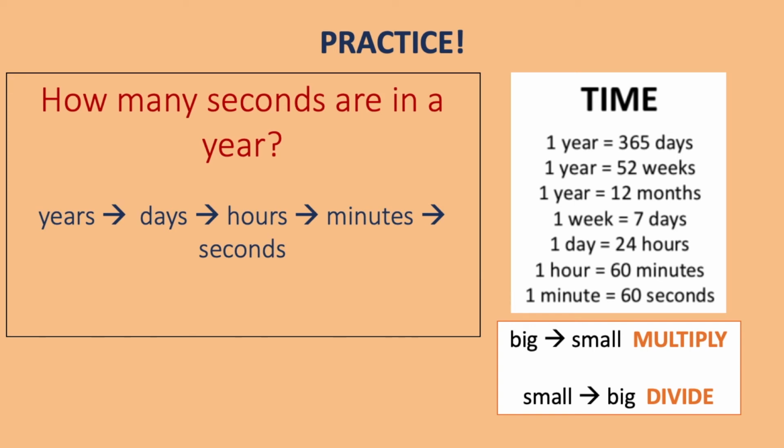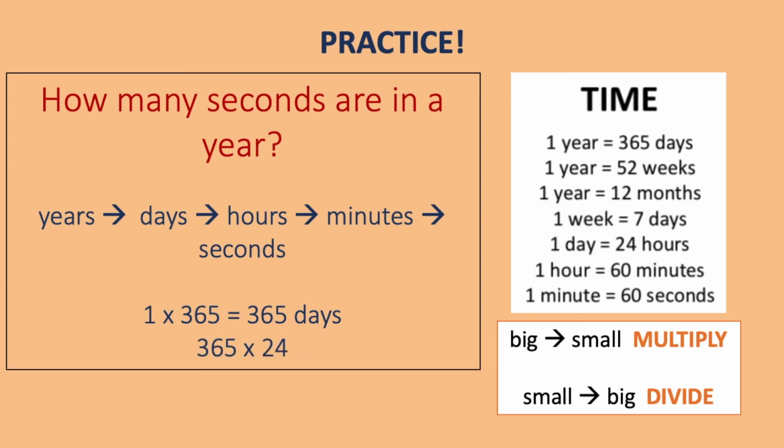So we'll start off with the number they give us, which is 1, and then we're going to multiply that by the conversion factor because we're going from years to days, and years are bigger than days. We know that there are 365 days in 1 year. So 1 times 365 is 365 days. Then we take that and multiply it by how many hours are in 1 day, which is 24. We multiply because days are larger than hours, and 24 is the conversion factor between days and hours. So we will multiply that by 365, and that gives us 8,760 hours.